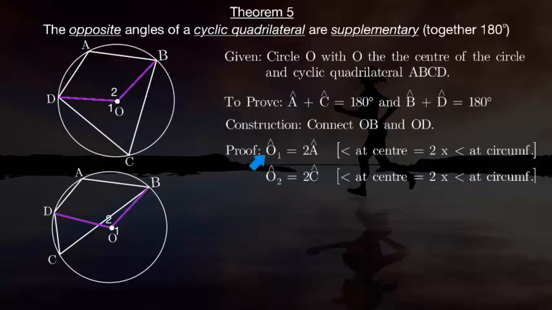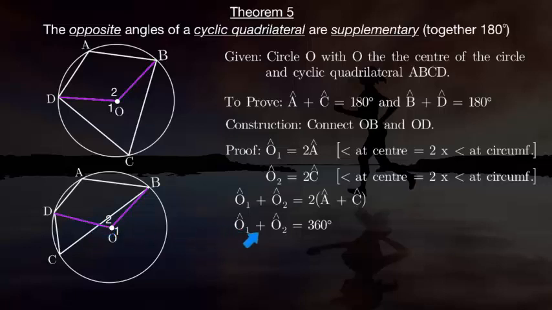And now what we're going to do is add these two together. So angle O1 plus angle O2 is the same as 2A plus 2C. So angle O1 plus angle O2 is equal to 2, and I factorized already, so I took out a common 2. It's 2 times angle A plus angle C. Now look very closely. When we take angle O1 plus angle O2, we have to get 360 degrees. Now why? Because these are angles around a point. Okay, and this also, so it's angles around a point.